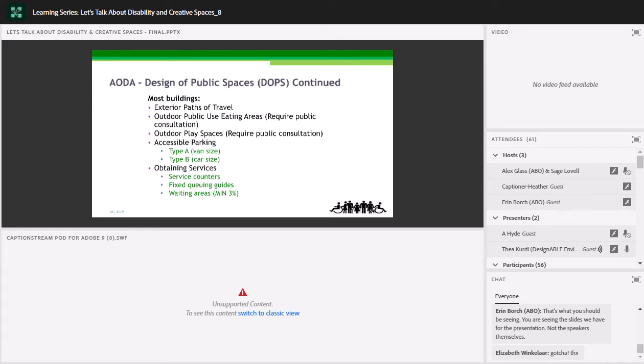If you have accessible parking, there are different types of parking that you have to provide. A type A, which is van size, and type B, which is car size. Although any car can actually park in a type A size spot. And then the things related inside the building are related to the obtaining services. And there are only three of them that the AODA talks about. One is any service counter that you may have. Two, if you have fixed queuing guides, what are the queuing requirements? And number three, if you have any waiting areas with fixed seating, how do you make that accessible?